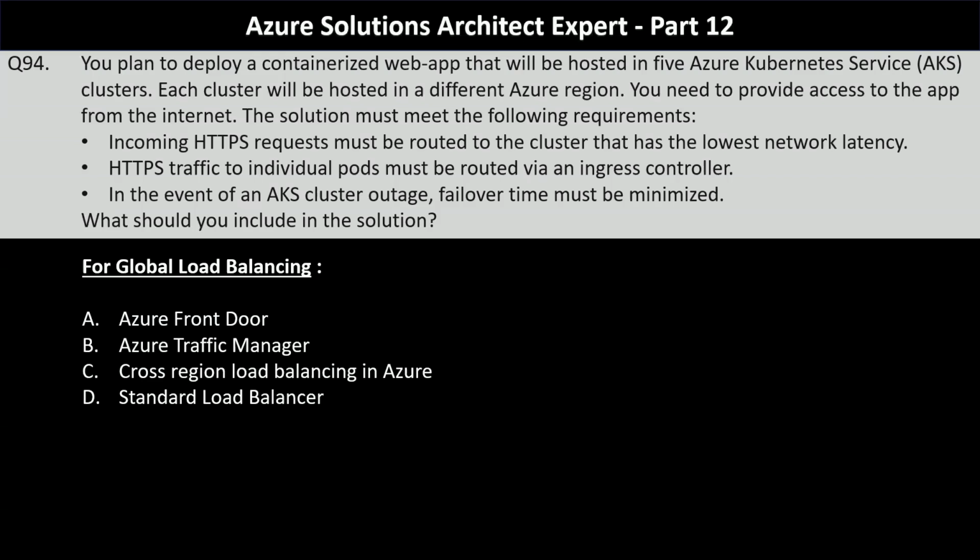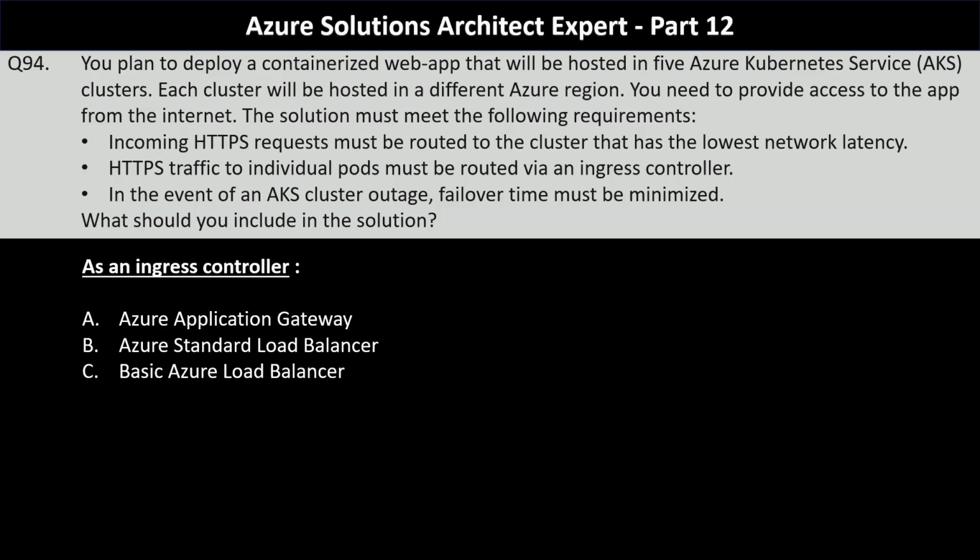The first part of the question is talking about global load balancing. And your options are Azure Front Door, Azure Traffic Manager, cross-region load balancing in Azure, standard load balancer. Now, friends, Azure Front Door provides application level routing to route HTTPS traffic to the backend with the lowest network latency among the given options. It integrates seamlessly with AKS ingress controllers to route HTTPS traffic directly to pods within the AKS clusters and has near instant failover capabilities, minimizing downtime in the event of an AKS cluster outage.